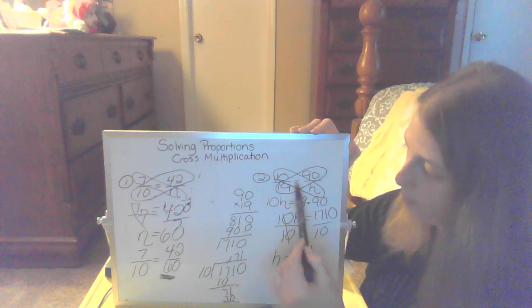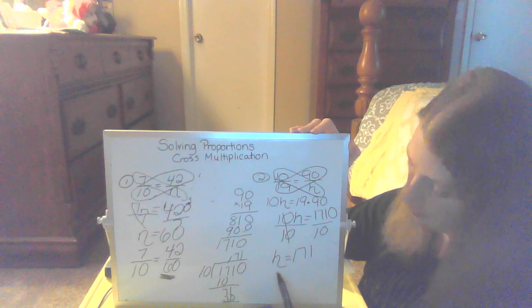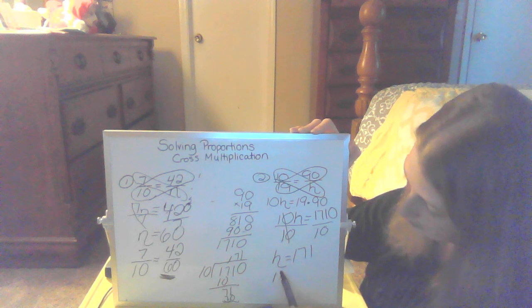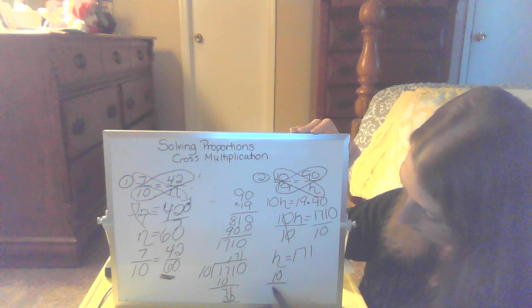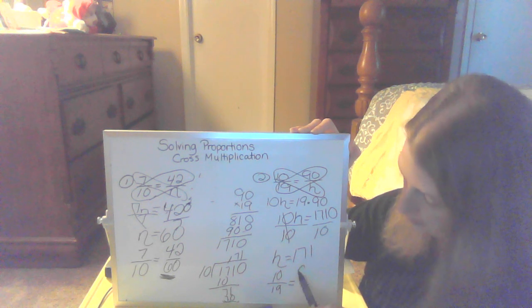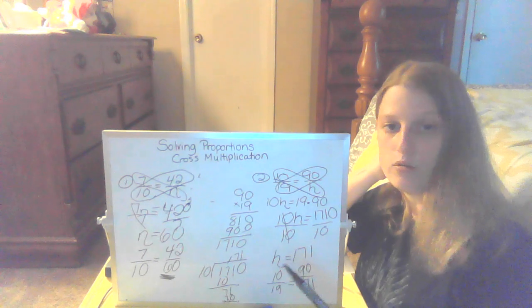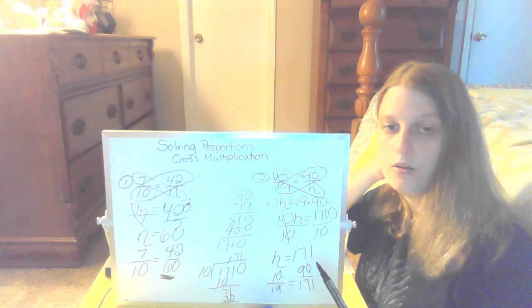So when we rewrite our proportion without our missing variable, it's going to look like this: 10 over 19 equals 90 over 171. And that is how you solve a proportion using cross multiplication, building an equation to find your answer.